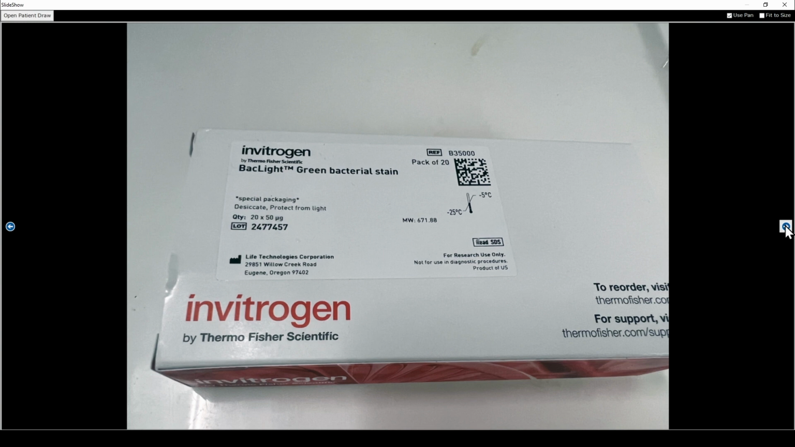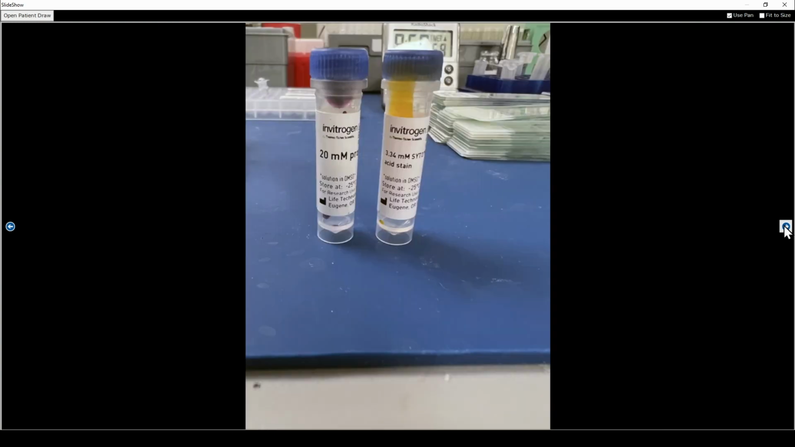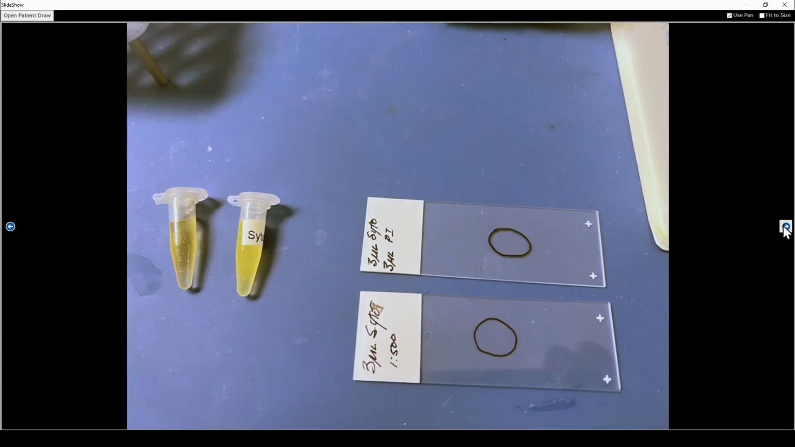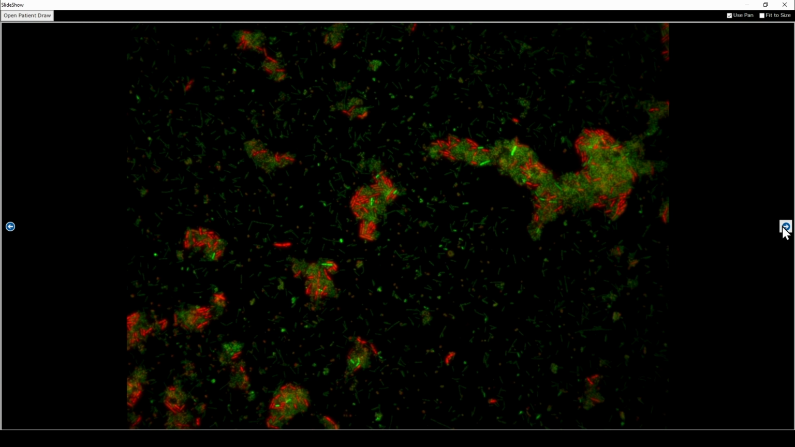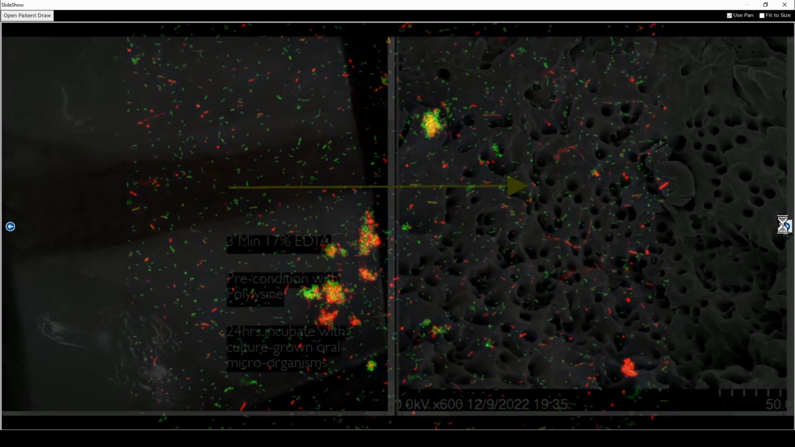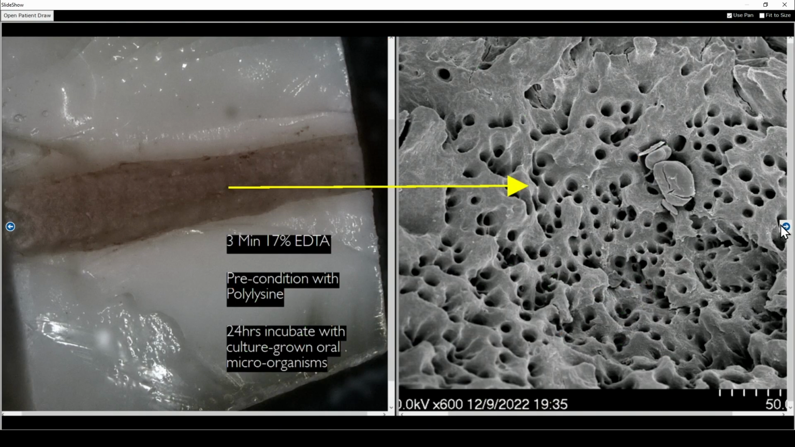We use green bacterial stain. We use live dead stain. And then we use a carbohydrate stain, a lectin, to stain carbohydrate in the biofilm. This is done for looking at the culture bacteria. These are from our culture bacteria. But we're going to use this in conjunction with correlative electron microscopy.